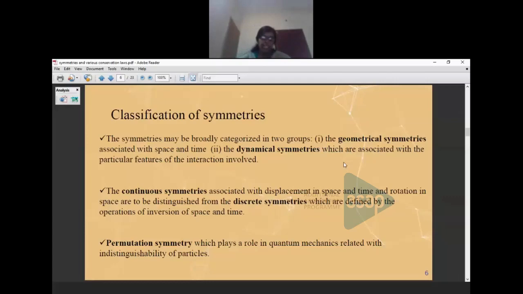And last but not least, the symmetry is our permutations. Now, what do you mean by permutation? Permutation means rearrangement. That is, if you have arranged the objects as 1, 2 and 3, then you can also rearrange them as 3, 2, 1 or 2, 3, 1 respectively. So what happens to the identity of the particles? Will we be able to distinguish them? This part is dealt with by permutation symmetry, which we will be discussing in our next session.